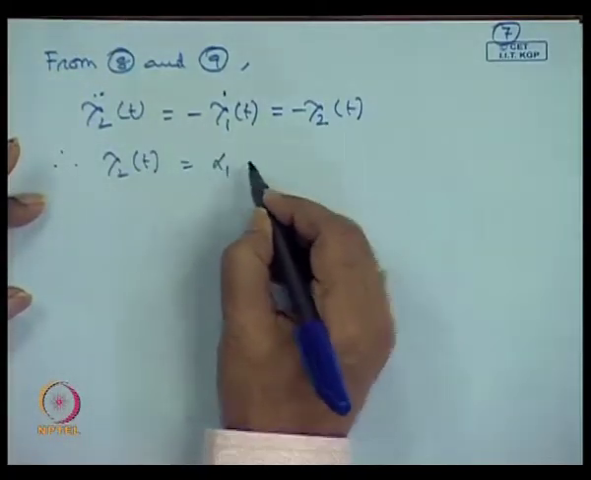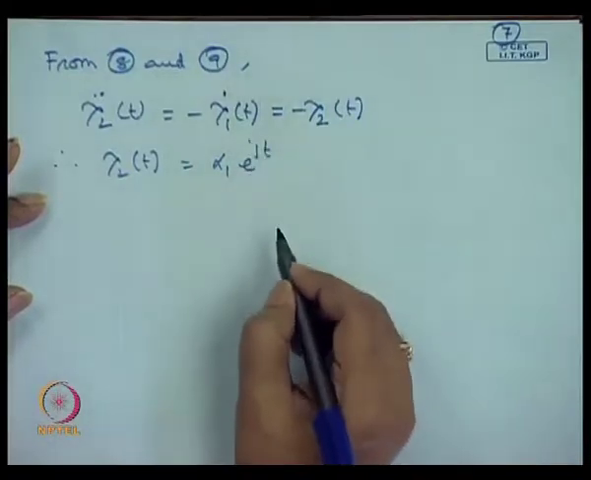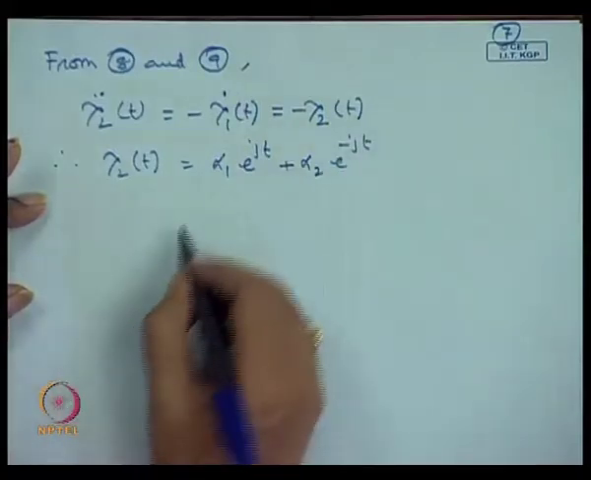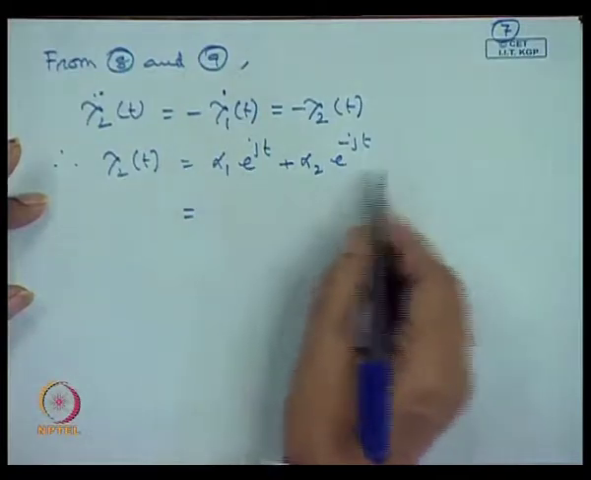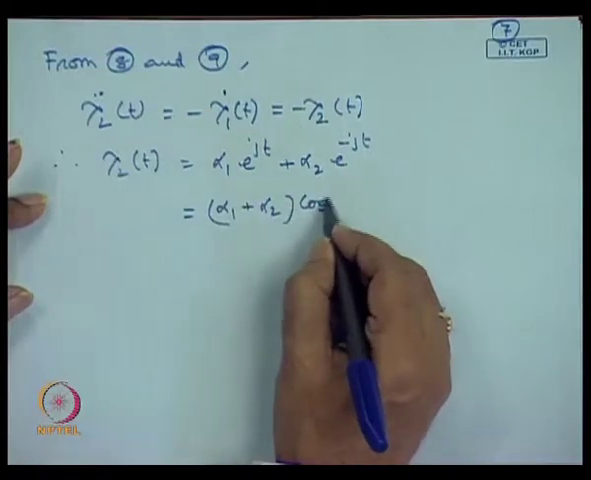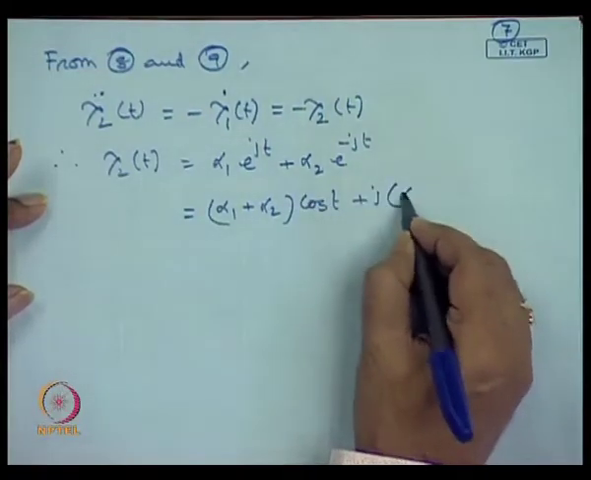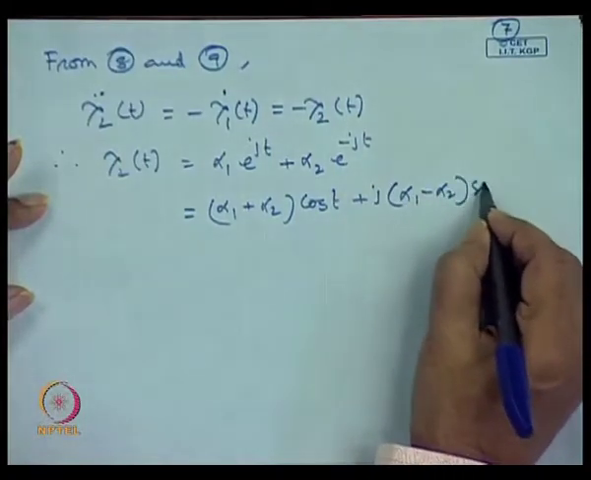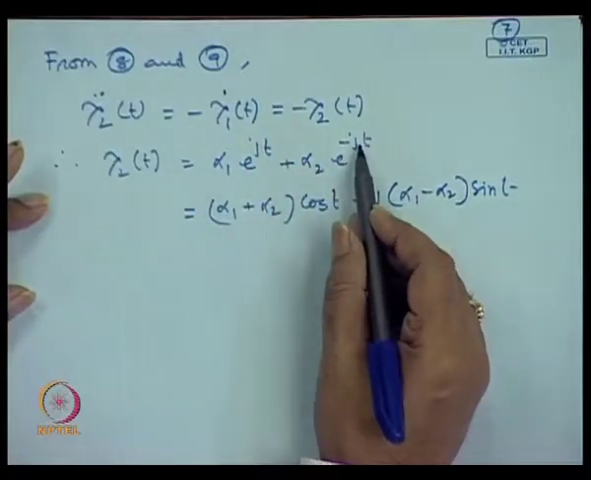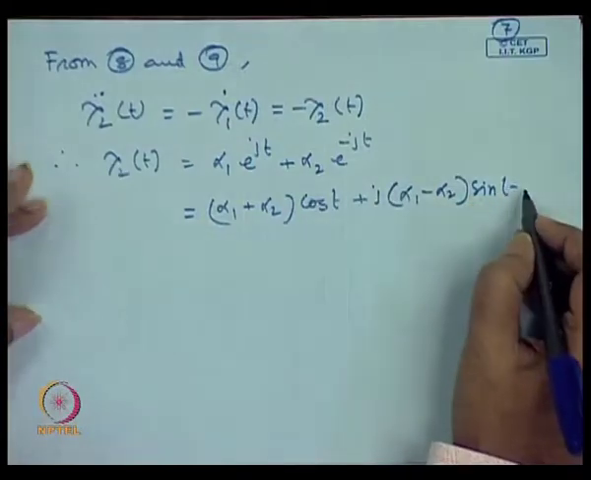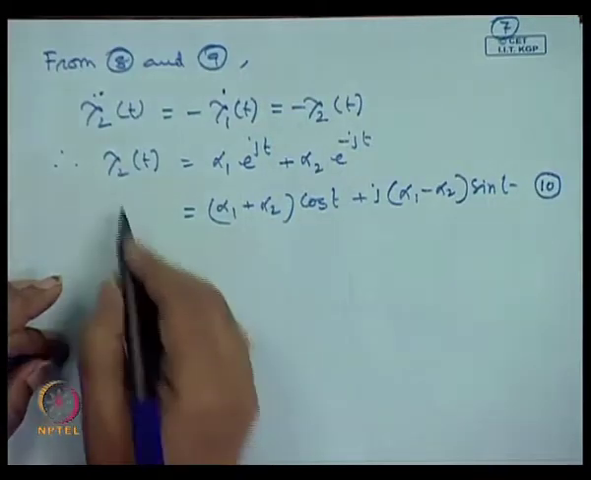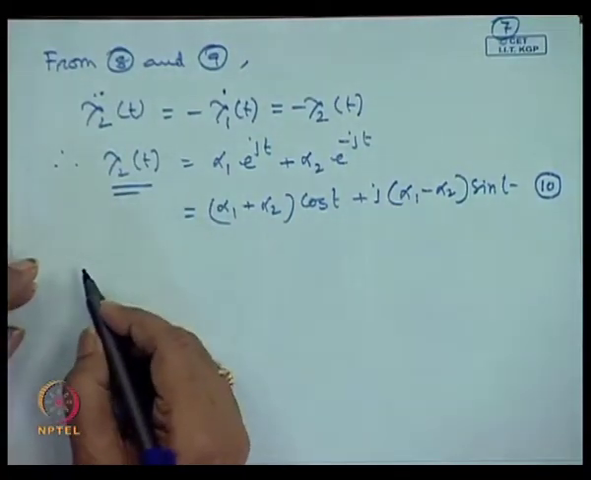This is equal to alpha1 e to the power j t and alpha2 e to the power minus j t. If you take the Euler's formula, you will get alpha1 plus alpha2 cos t plus j alpha1 minus alpha2 sin t. That means e to the power j t is cos t plus j sin t, and here it is cos t minus j sin t. Then simplify, you will get this. Let us call this equation number 10. So, this is the solution of lambda2 of t.